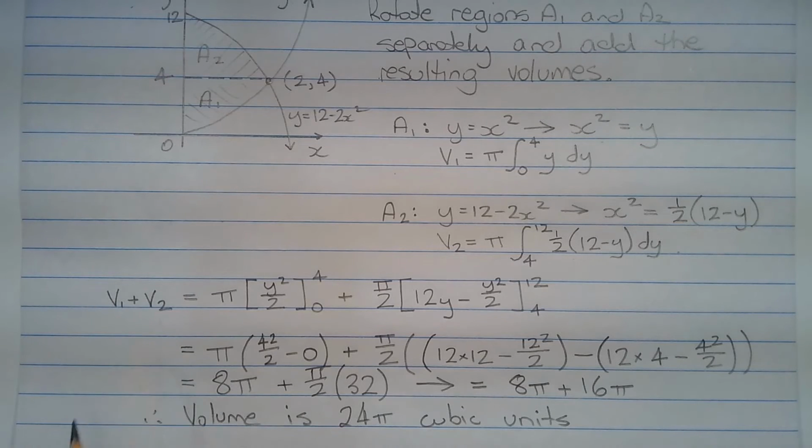Now volume 1 plus volume 2 is equal to pi times y squared over 2 from y equals 0 to y equals 4 plus pi over 2 times 12y minus y squared over 2 from y equals 4 to y equals 12. Applying the limits of integration, that equals pi times 4 squared over 2 minus 0 plus pi over 2 times 12 minus 12 squared over 2 in brackets minus 12 times 4 minus 4 squared over 2, which equals 8 pi plus pi over 2 times 32, which equals 8 pi plus 16 pi. Therefore, the volume is 24 pi cubic units.